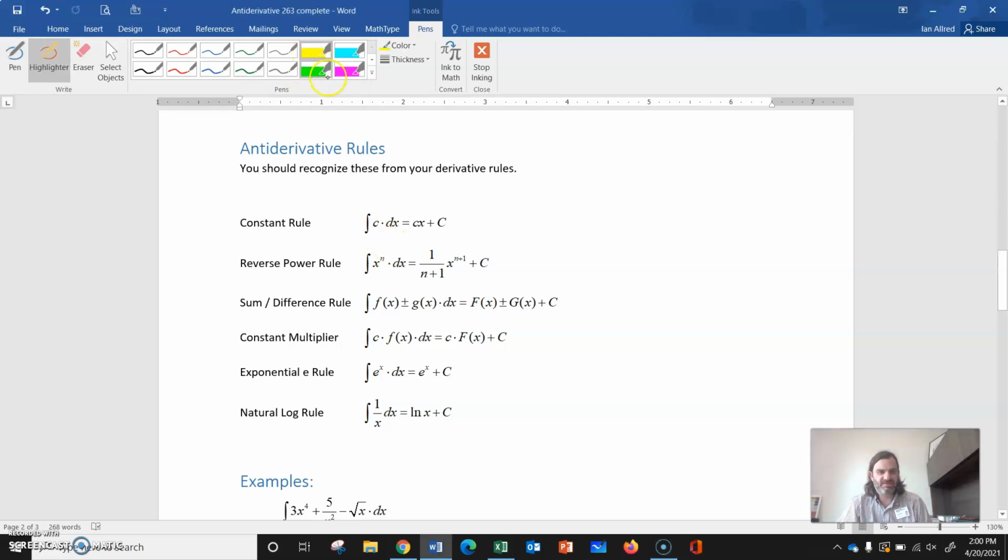Okay, we're at the point to where we'll introduce the actual antiderivative rules. And these should look very similar to the derivative rules. We're just reversing the process.